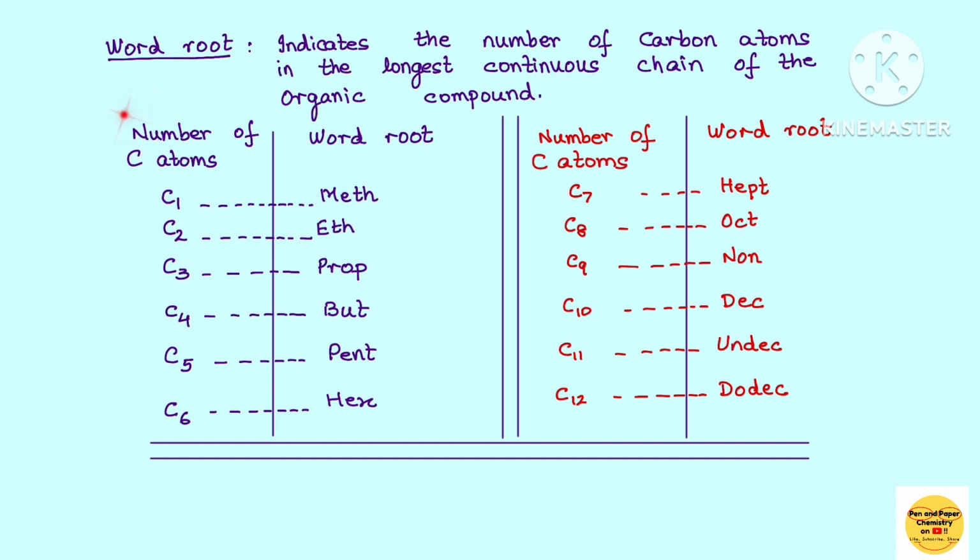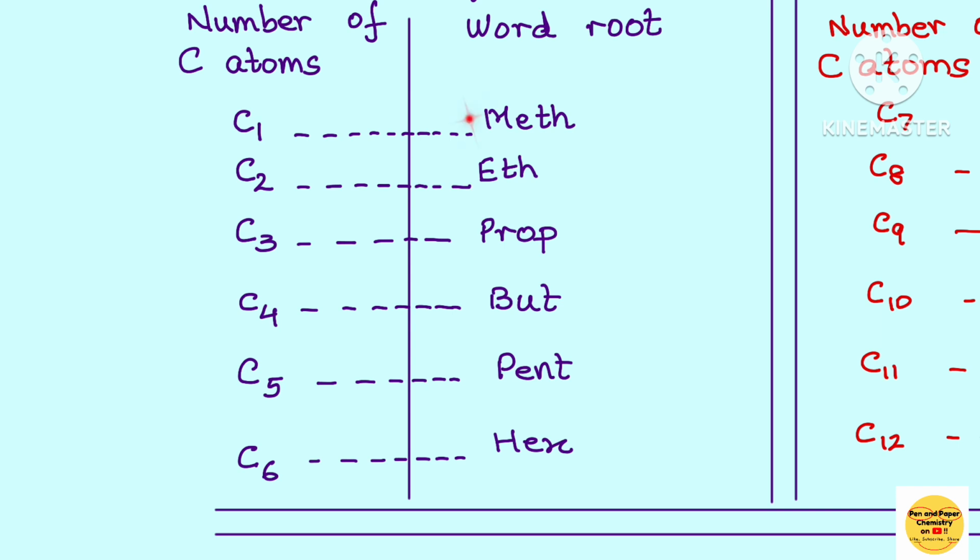We have here tabulated the number of carbon atoms and the word root corresponding to it. If I have only one carbon atom in an organic compound, the word root that I'm going to use is meth. Say it along with me, meth. One carbon atom is meth.